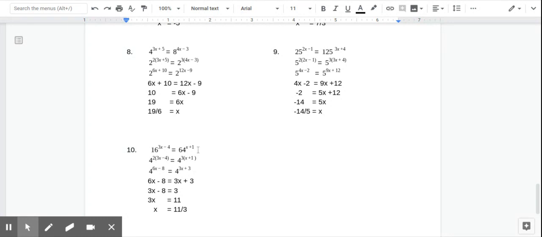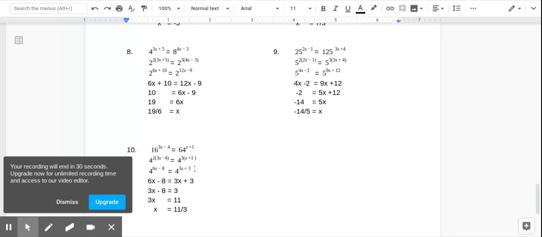And our last example is 16 to the 3x minus 4 and 64 to the x plus 1. Again, not the same base, so we need to rewrite in the lowest base. 4 squared is 16. 4 cubed is 64. Use our power to power rule. Then we can set those exponents equal to each other, and we end up with x equals 11/3.